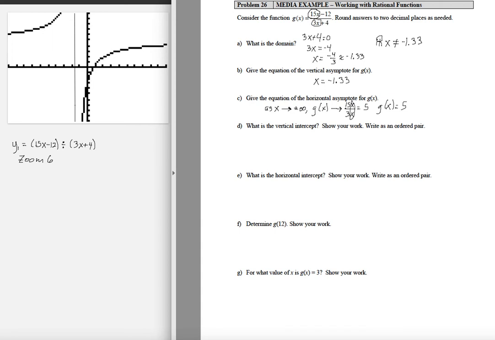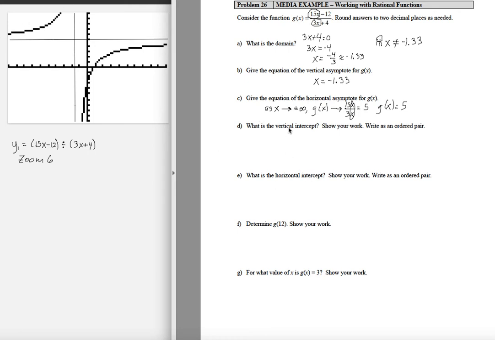And I can put that on my graph here. 1, 2, 3, 4, 5. I can draw that horizontal line there, and you can see that the outputs are going to guide along that line as x gets to the positive infinity and negative infinity directions.